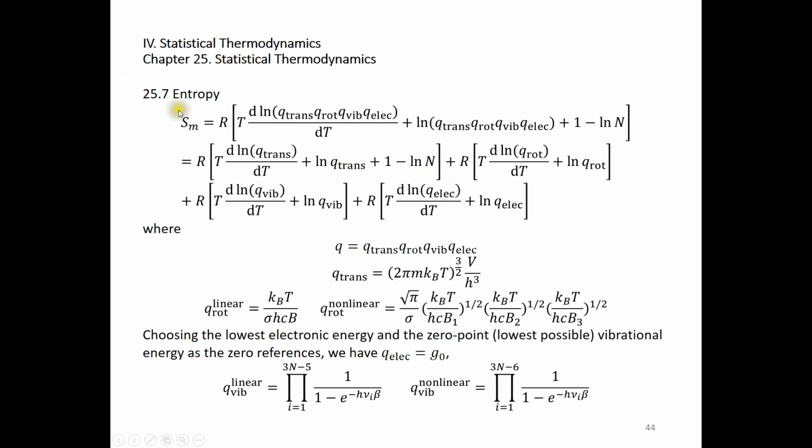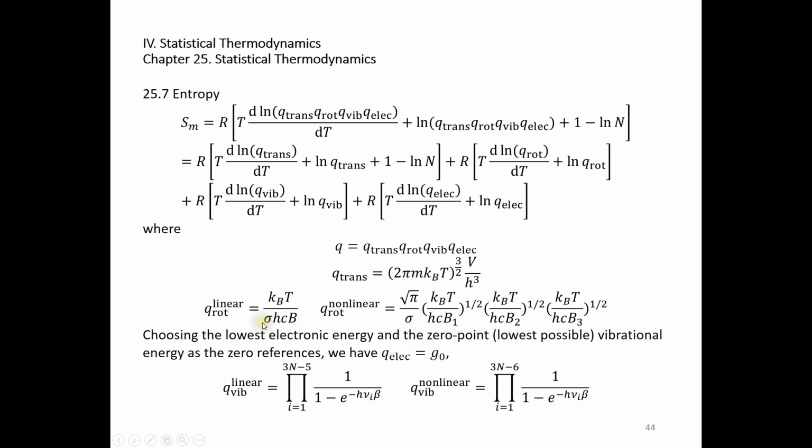Again, we have molar entropy equals R times this whole thing that can be separated into the translational entropy, rotational entropy, vibrational entropy, and the electronic entropy. Again, Q, the partition function of a molecule, is the product of the translational, rotational, vibrational, and electronic partition functions. The translational partition function is (2 pi m kBT) to the power of 1.5 times the volume divided by the Planck constant cubed.